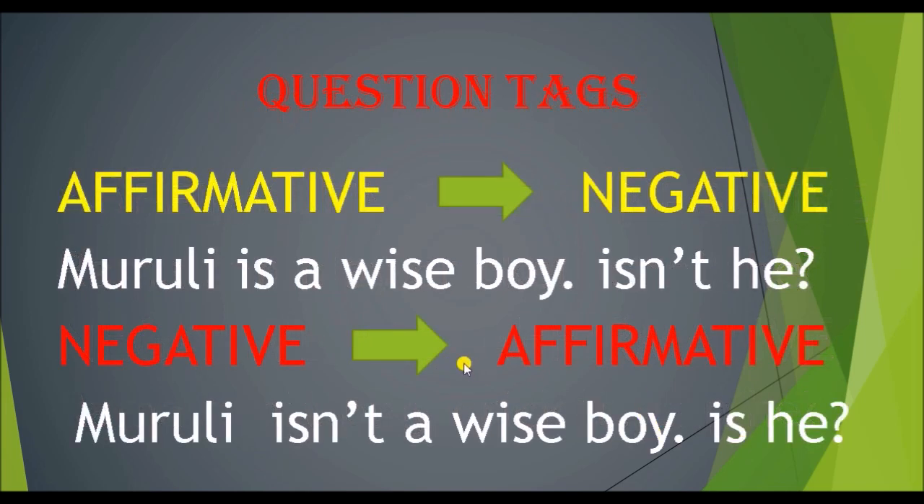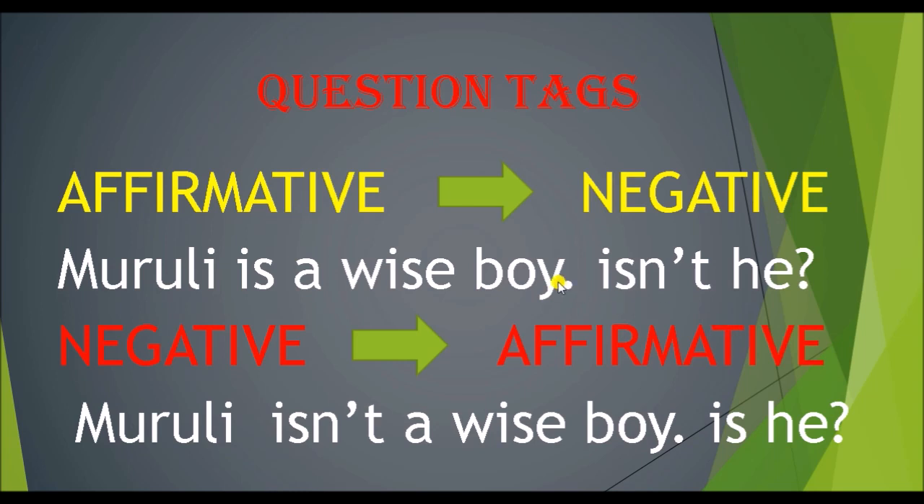Murali is a wise boy, isn't he? So it is in the be form, you see. You know the be forms: is, am, are, was, were. And modals like can, could, may, might, shall, should, will, would.